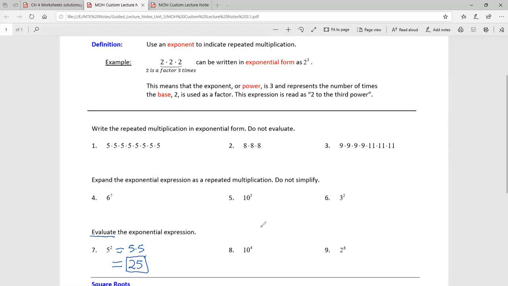8, 10 to the 4th. So again, if you choose to write this out in the expanded form, that says there's 4 of these 10s. So 10 times 10 times 10 times 10. Multiplying 10s means you can just stack the zeros. There's 1, 2, 3, 4 of those zeros. I'll put a comma. So that's 10,000.